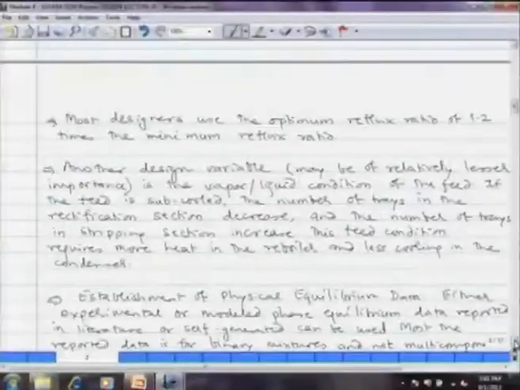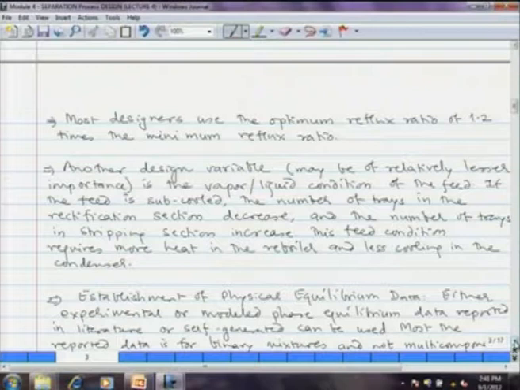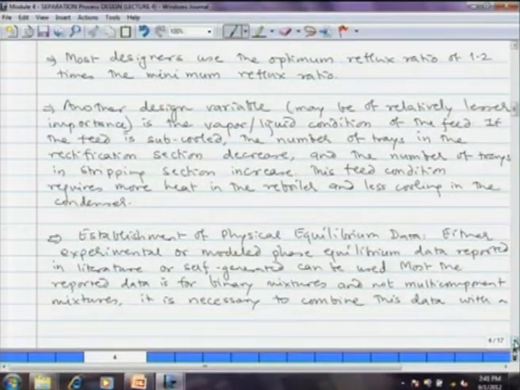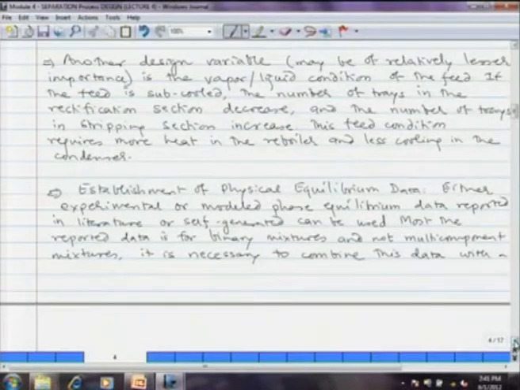But for values other than 0 and 1, if the feed is subcooled, then the number of trays in the rectification section decreases and the number of trays in the stripping section increases, and this feed condition requires more heat in the reboiler and less cooling in the condenser. And if the feed is superheated vapor, then the reverse happens.